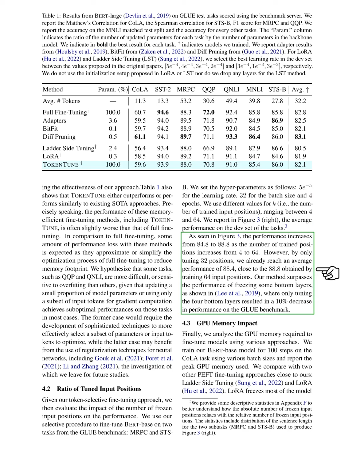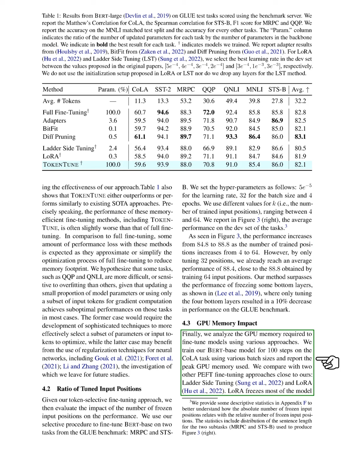Our findings, illustrated in the accompanying figure, show that performance improves from 84.8 to 88.8 as we increase the number of trained positions. Notably, tuning just 32 positions yields an average performance of 88.4, which is very close to the 88.8 achieved with 64 positions. Our approach outperforms methods that freeze some of the lower layers, which resulted in a 10% drop in performance on the GLUE benchmark when only the 4 bottom layers were tuned.